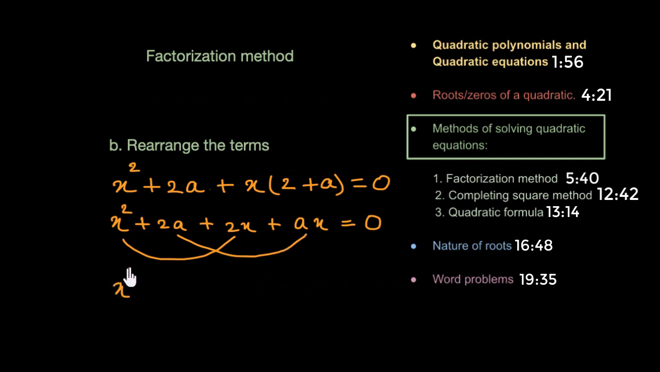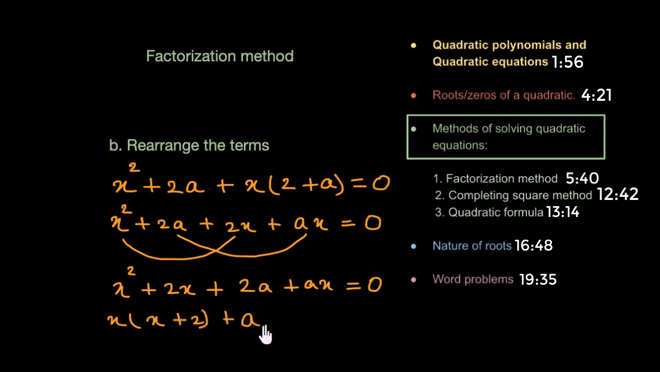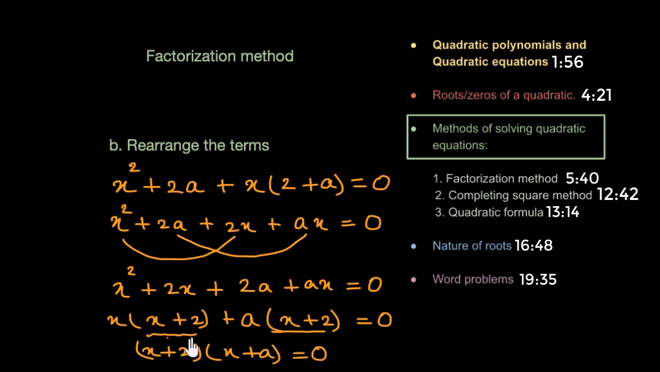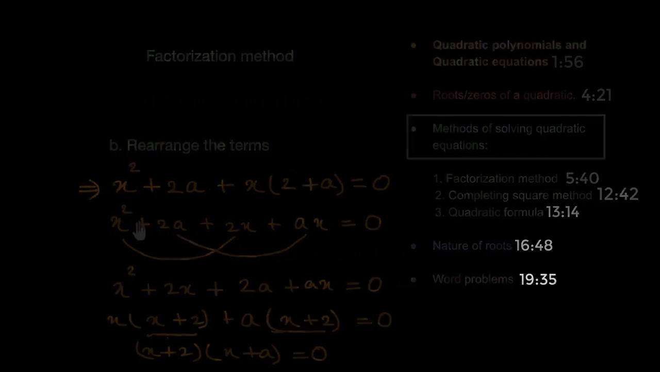So we can write this as x square plus 2x plus 2a plus ax equal to 0. From the first two terms here, we can pull out x as the common factor. So this would give us x times (x plus 2). And from the last two terms, we can pull out a as the common factor. So this would again give us a times (x plus 2) equal to 0. Now we can see that we have x plus 2 as the common factor. So we can pull that out. So this would finally give us (x plus 2) times (x plus a) equal to 0, which is the factorized form of this given quadratic equation.